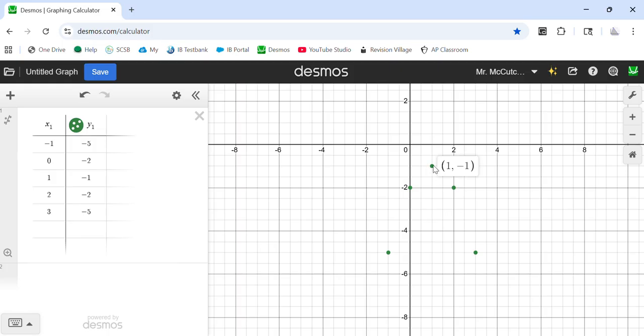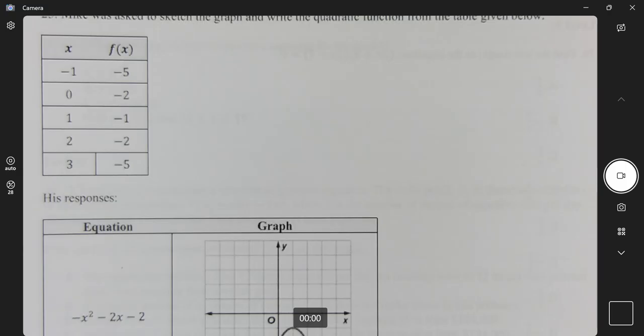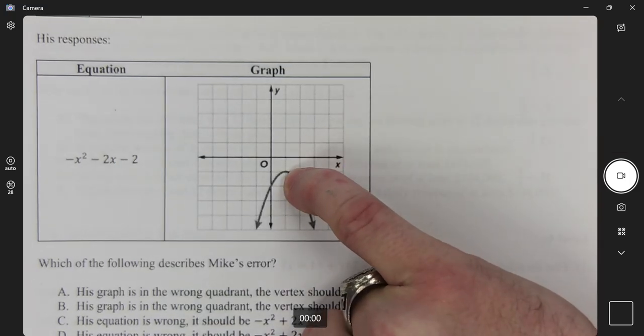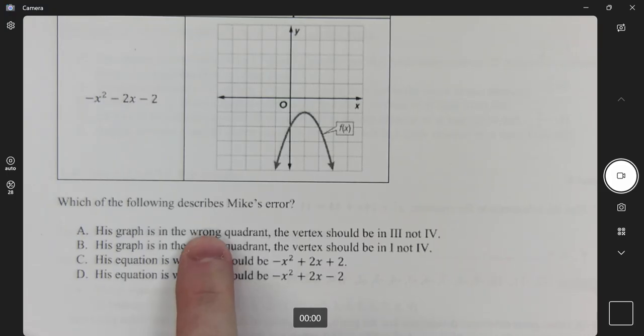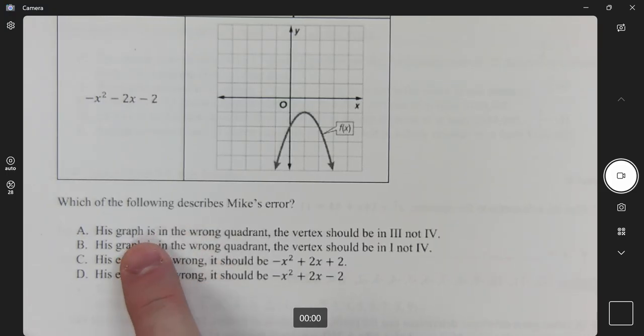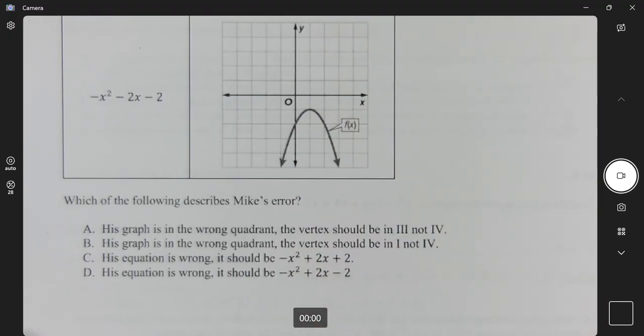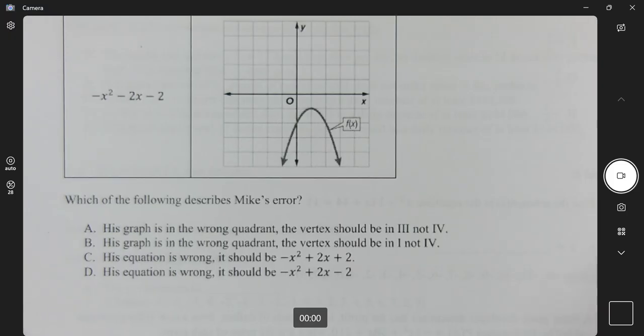Here's your vertex at (1, -1). If we look at our image, it looks to me like that vertex is in the right spot. Both of these graphs are saying it's wrong because they show the vertex in the wrong spot. That vertex is perfect, so we know that both of these are garbage. It must be his equation that's wrong.